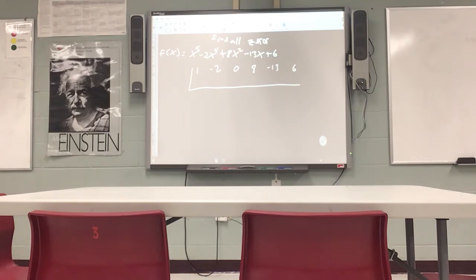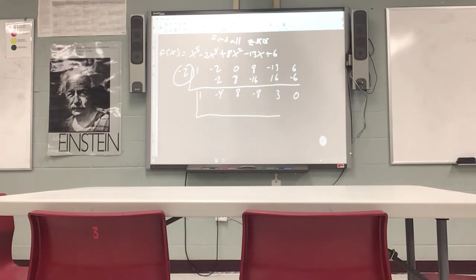Negative 2. 1 times negative 2 is negative 2. Add and get negative 4. Negative 4 times negative 2 is 8. Add and get 8. 8 times negative 2 is negative 16. Add and get negative 8. Negative 8 times negative 2 is 16. Add and get 3. 3 times negative 2 is negative 6. Add and get 0. Very good, there's an answer. This is the fourth power, so we gotta do it again.